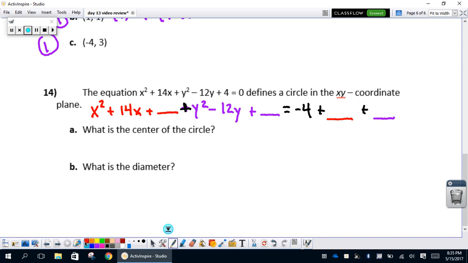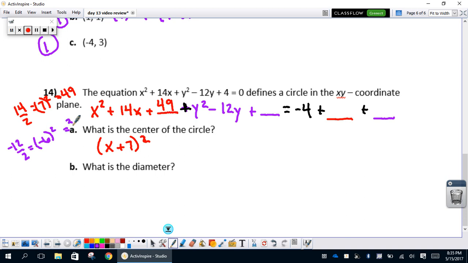Alright, so to get my x something, you have to do 14 divided by 2, which is 7, 7 squared, which is 49. Okay, so now that would be x plus 7 squared. And then for the y's, it would be negative 12 divided by 2, which is negative 6 squared, positive 36. 36, I forgot to put my something over here.